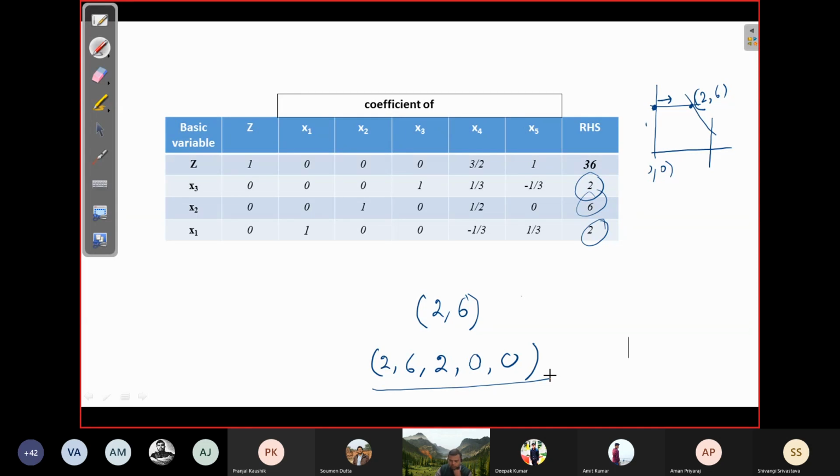Otherwise you have to perform the next iteration again, so you have to check for optimality. How do you check for optimality? All the coefficients in the objective row are positive or 0. So you declare this as optimal. Fine. And the optimal objective value Z is 36, isn't it? Clear? Okay.